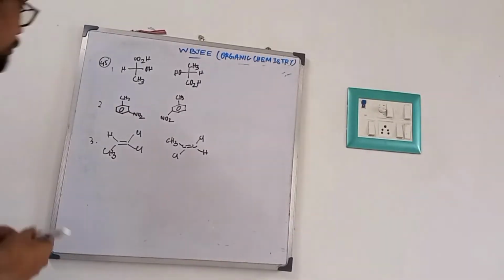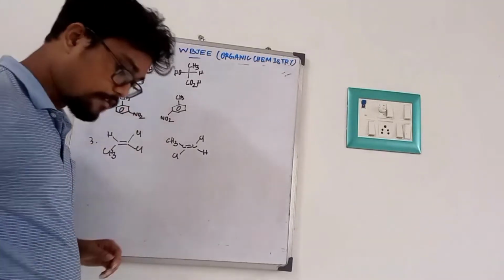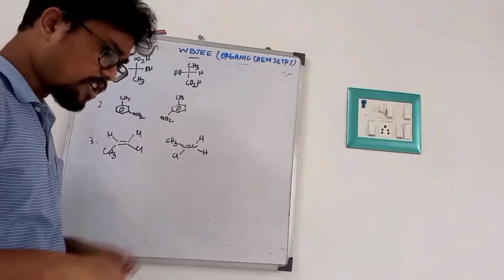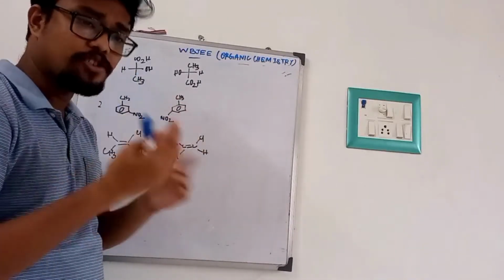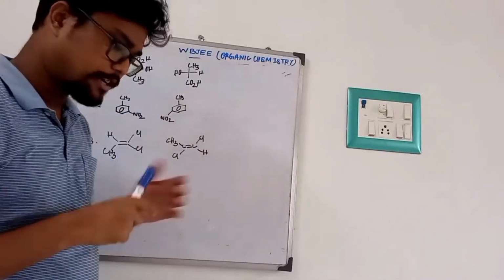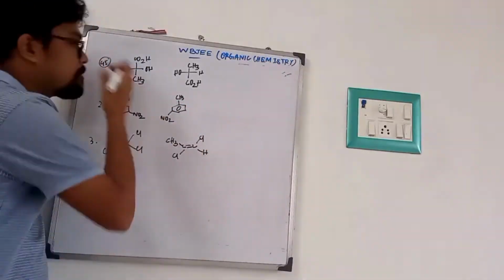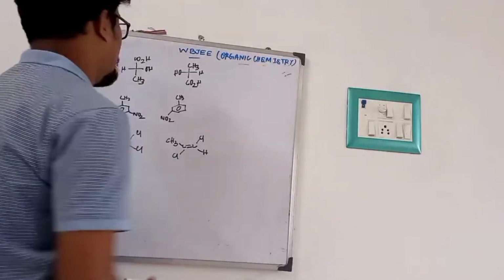So this is our next problem. The problem is based on stereochemistry. That means the relation between two molecules, that is enantiomer, diastereomer, homomer, or constitutional isomer. We know that this came from the chapter isomerism in class 11. Okay, fine. That means stereochemistry.